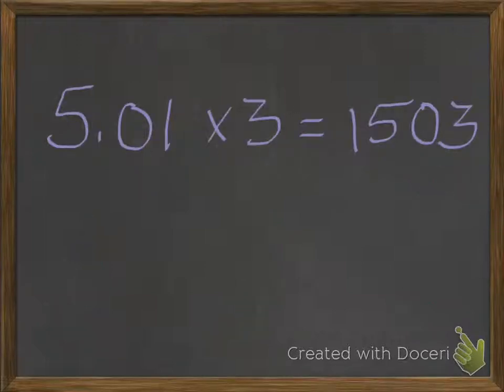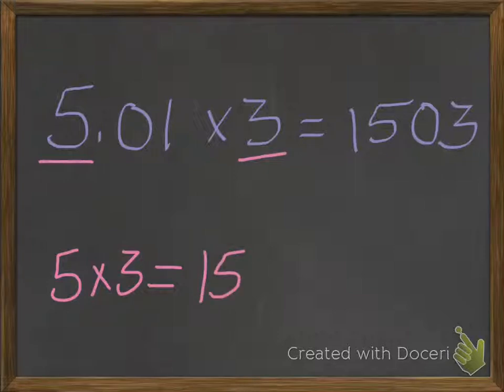Let's try another one. 5.01 times 3 equals 1503. Figure out where the decimal point goes and then unpause the video. Okay, if I look at just the whole numbers, I have 5 and 3. 5 times 3 equals 15. So my answer is probably going to be very close to 15. That means I'm going to have to put my decimal point right there. So it's 15.03.